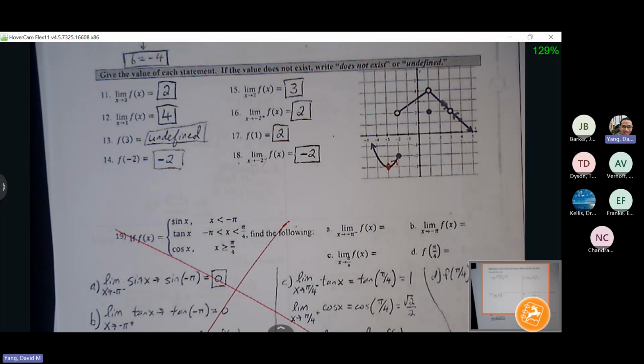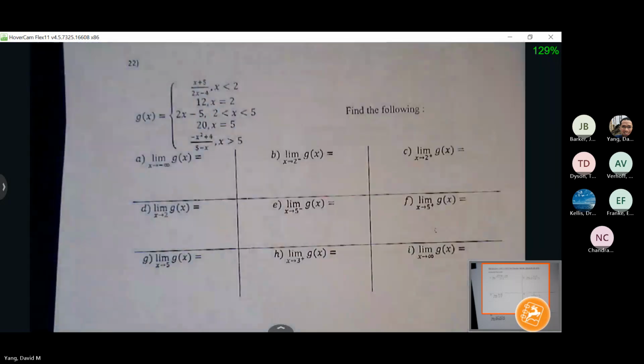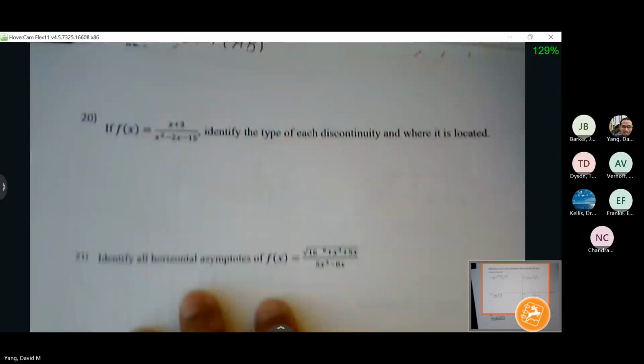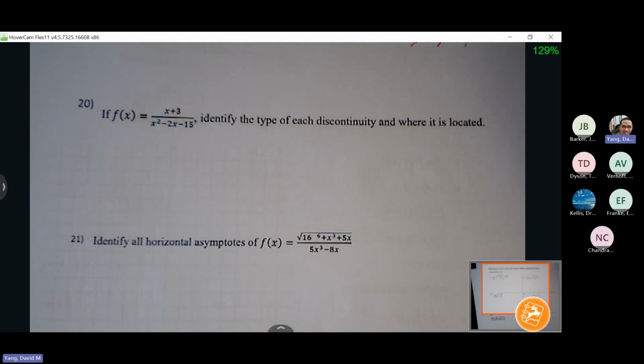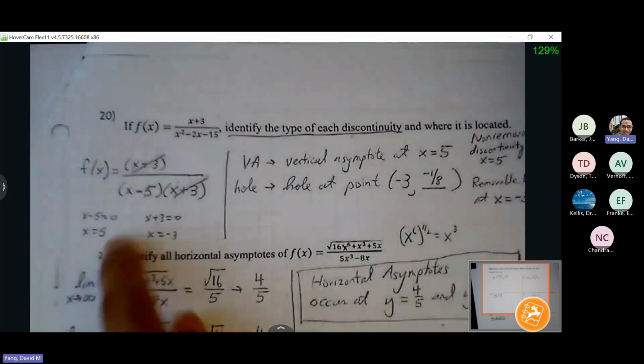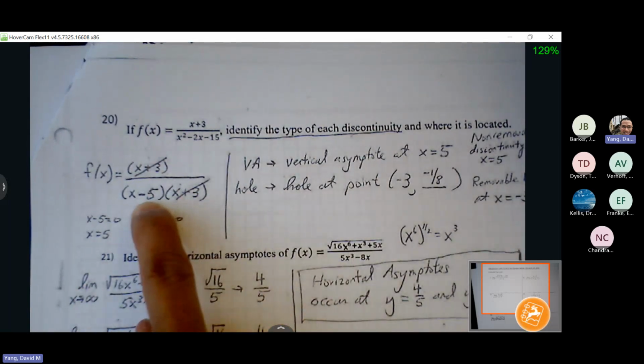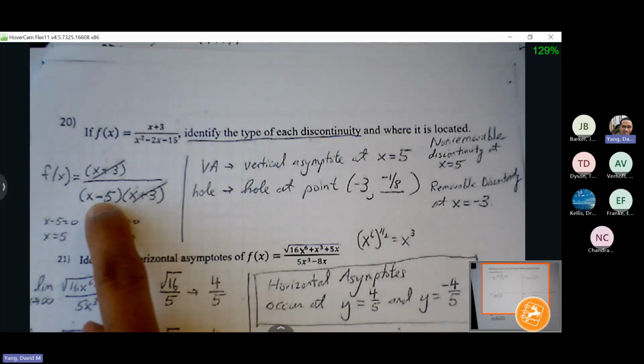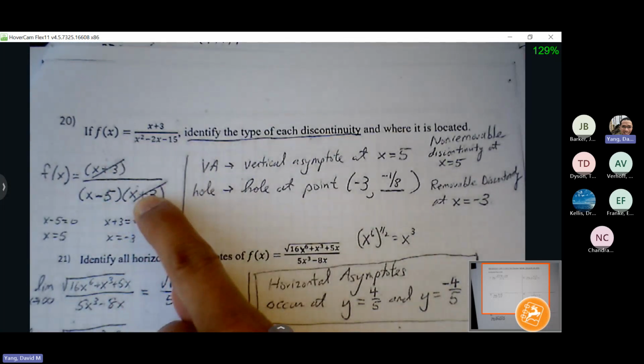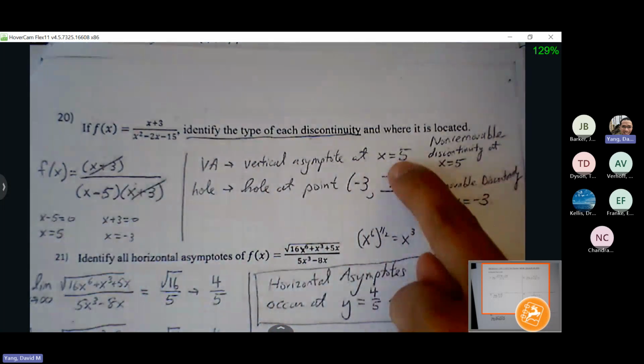Okay, we skipped 19. All right, 20, identify each type of discontinuity. So we know discontinuity comes from the denominator. So if we factor everything out, we can see what's going on. So if I factor the denominator, I get x minus 5, x plus 3. We know that any factor that does not cancel out must be the location of a vertical asymptote. Any factors that do cancel out, we know that's the location of a hole. So we know there's a vertical asymptote at x equals 5.